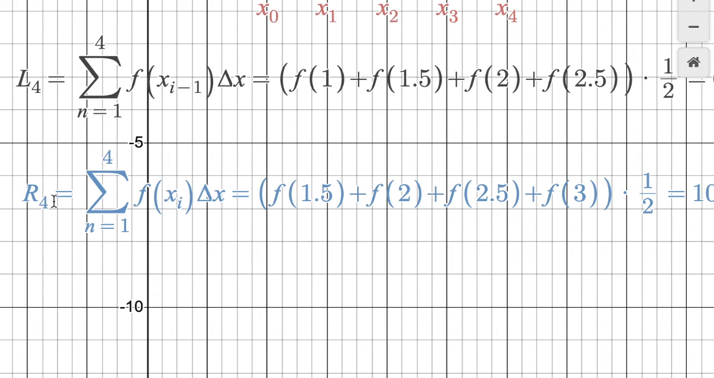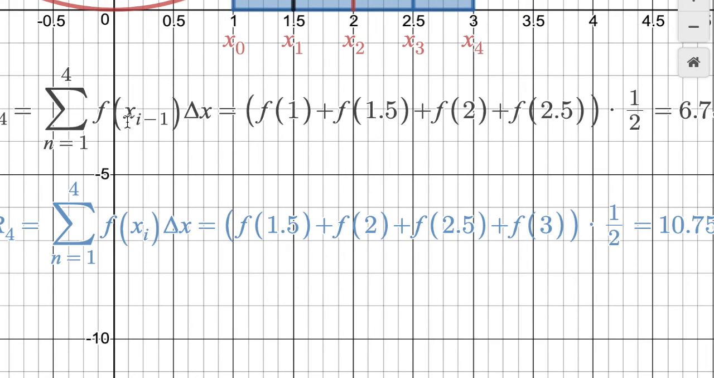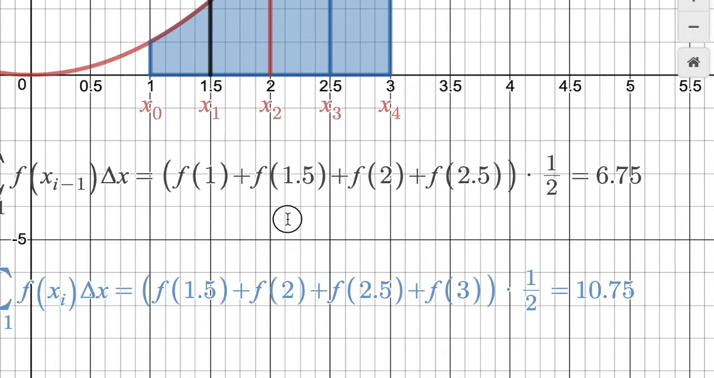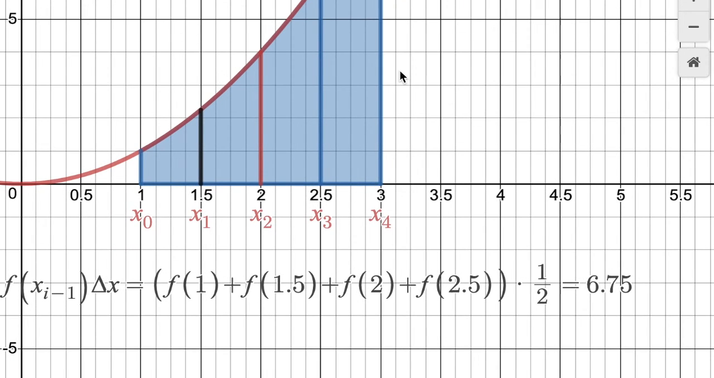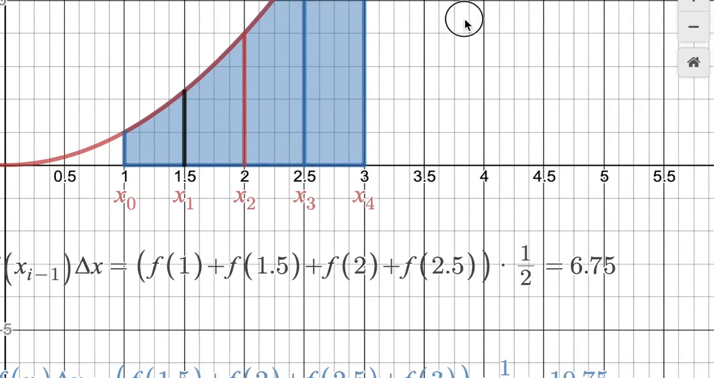So this one is R4. They're almost identical because they both have n as 1 to 4. The only difference is that I'm going to start with i minus 1 as my first subrectangle. So when I plug in 1 first, I get x sub 1. That's going to be my first height. So essentially, I sum this up, and when I multiply by a half, I end up with 10.75. This one should definitely be bigger, because I'm definitely making bigger rectangles. Like here is definitely an overapproximation.